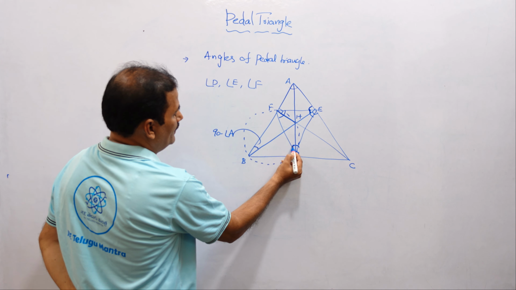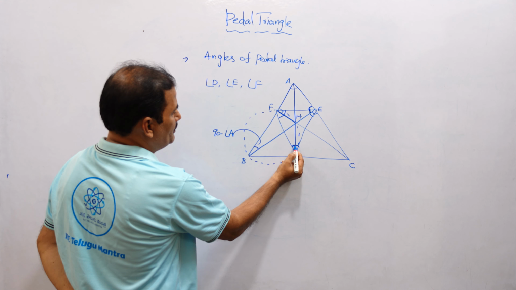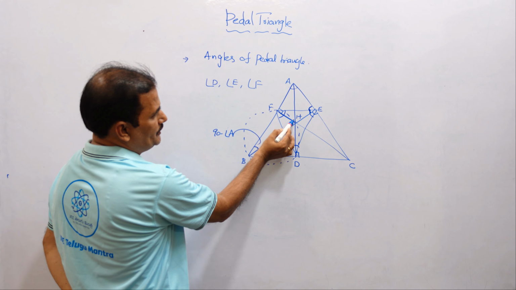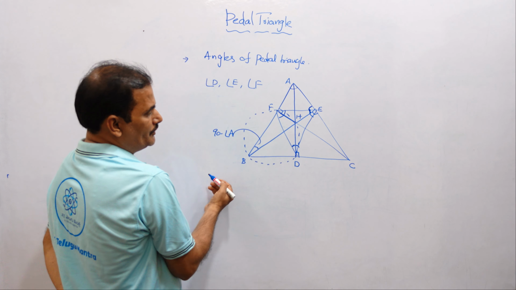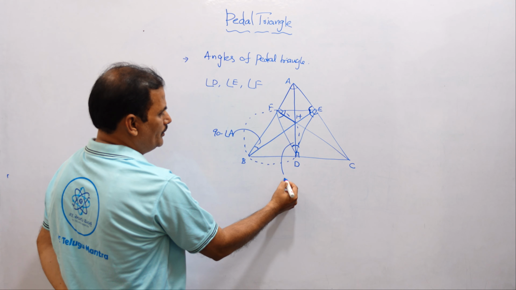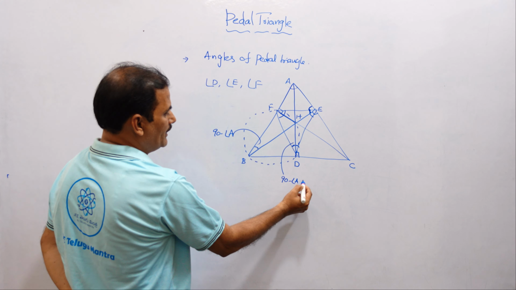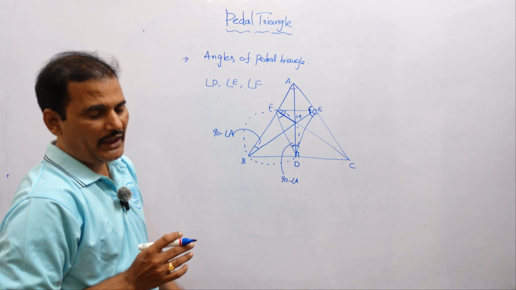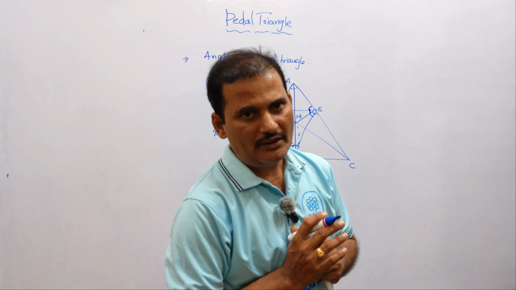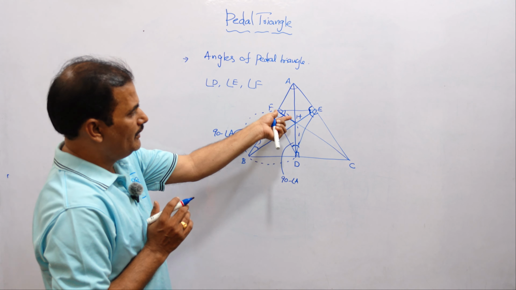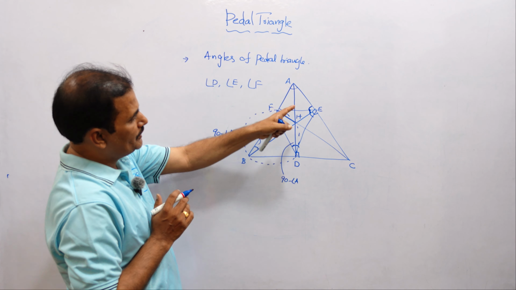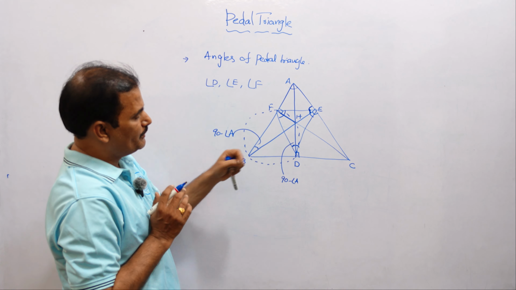What is this angle? We know that angles in a same segment are equal because FH is a chord. These two angles are in the same segment. Therefore, this angle is also 90 minus angle A. Because angles in the same segment are equal, by circles theorem, segments theorem, FH is the chord divides into two segments, this is minor and this is major. Therefore, angles in the same segment are equal. This is also 90 minus angle A.